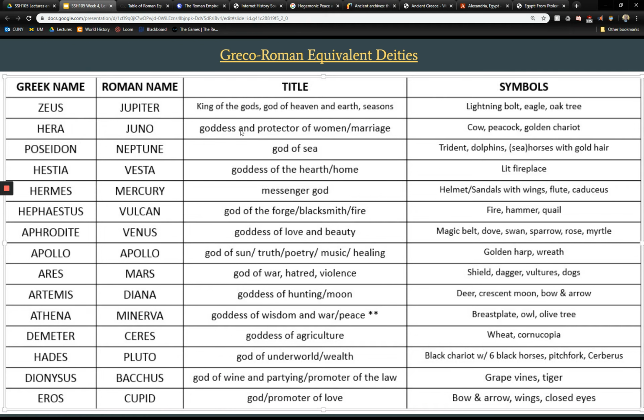Anyway, we don't have time to get into a lot of depth on this, but I thought I would mention it to remind you of this idea of many gods for many different things in the Greek and Roman, especially early Roman world.